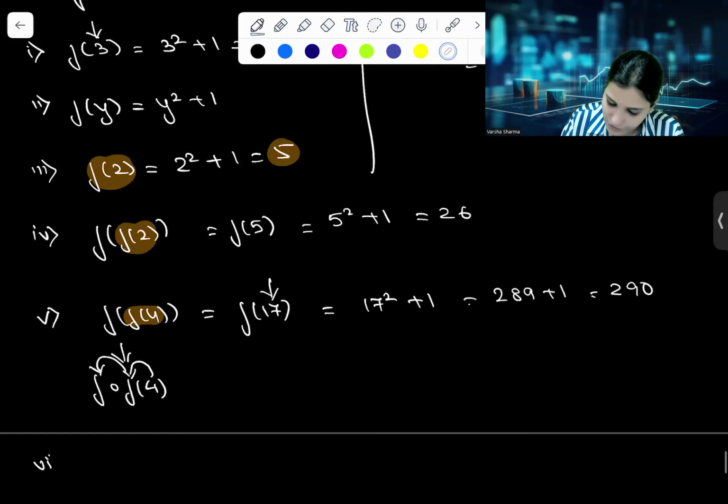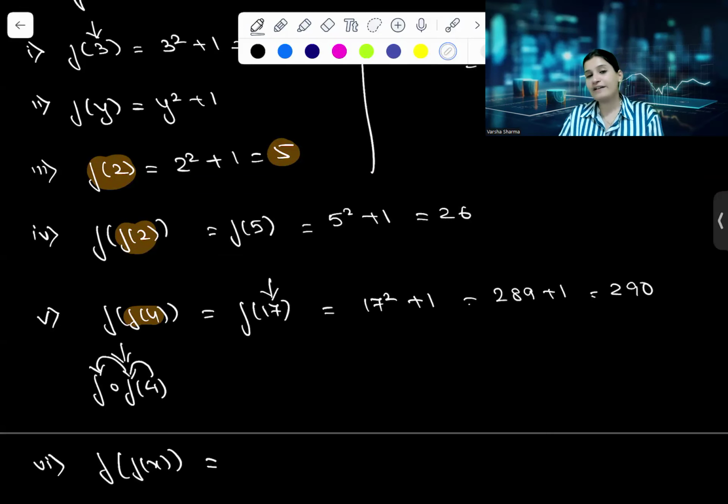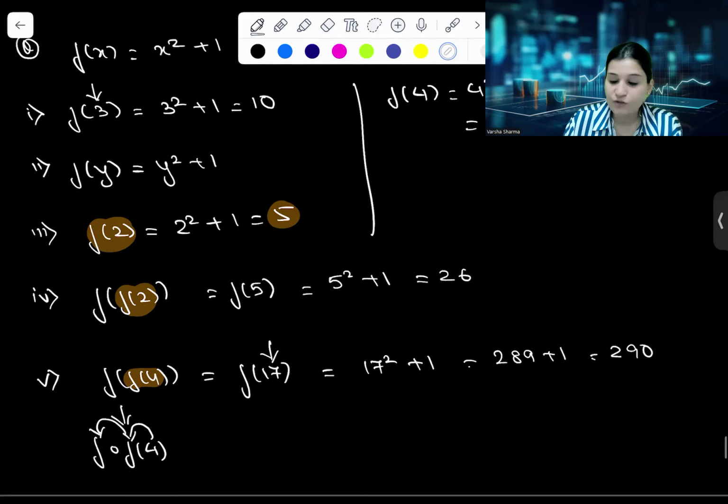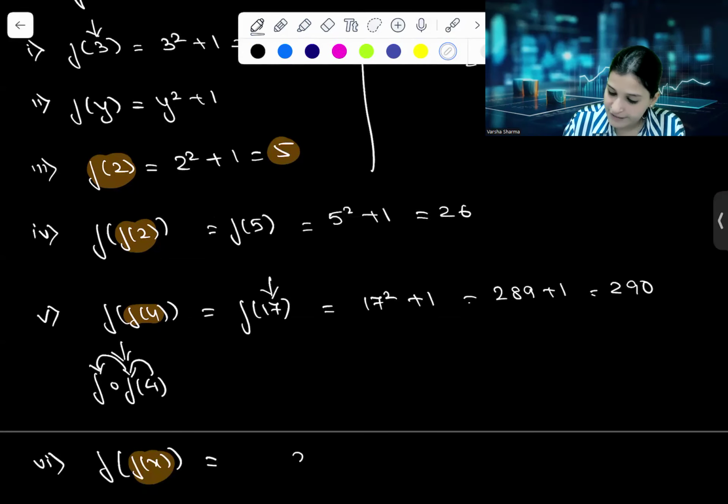If I would have asked you f of f of x, now what we will do is, first we will solve the innermost part. So inside I have f of x. What can be substituted instead of f of x? X square plus 1. Instead of f of x, I can write x square plus 1. Yes or no?